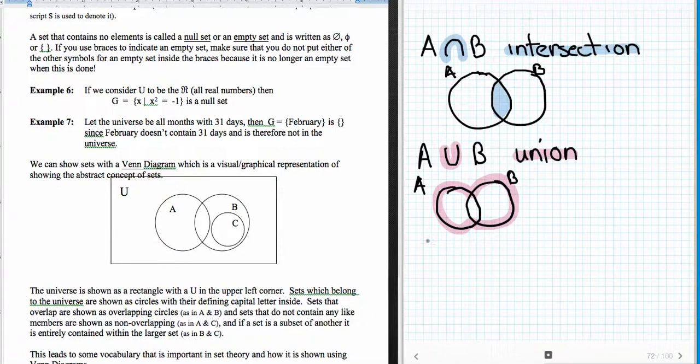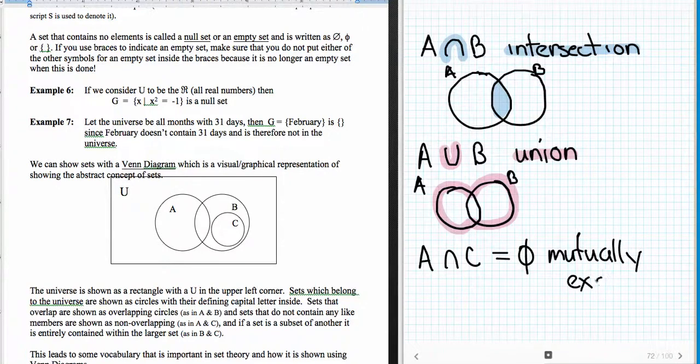And then let's go back to A intersect C as being a null set, meaning that they're mutually exclusive sets. And that means that we have no overlap whatsoever. So this is A and this is C. And that's where I'm going to end for now, and we'll come back and we'll get a couple more examples of that in the next little video.